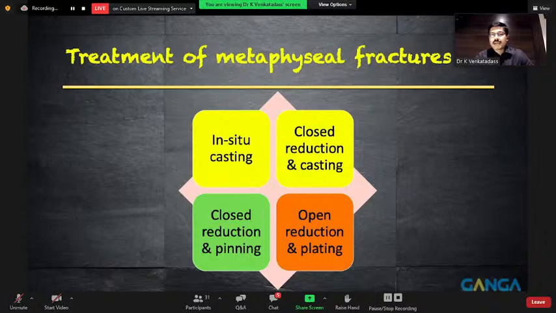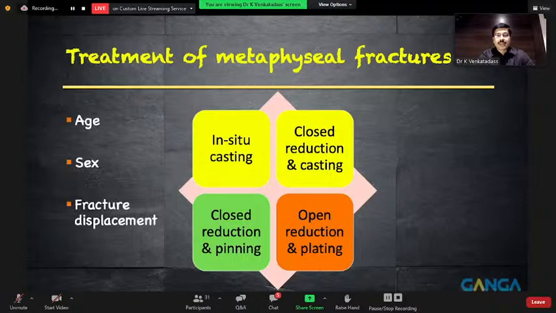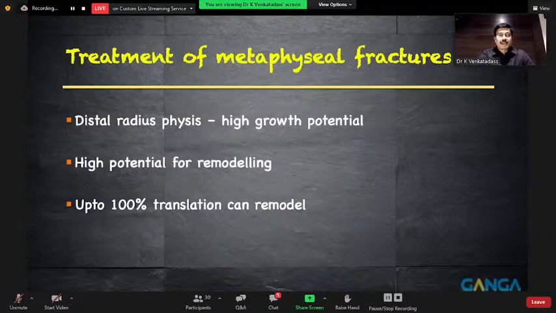So how do you decide which option to choose for which patient? There are certain parameters which you need to look at. First you look at the age of the child, then the sex of the child, and then the fracture displacement and the fracture pattern. We do know that the distal radius physis has a very high growth potential and a tremendous remodeling potential. So a lot of angulation can be compensated by the remodeling potential of the distal radius, and up to 100% of translation can remodel very well.